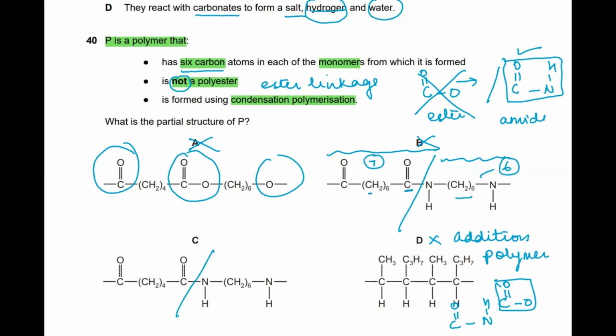Similarly, if we split it apart at the midpoint of the linkage, making the C double bond O form a monomer carboxylic acid, let's check it out. It's going to be 4 carbons here, plus 1 carbon coming from this side and 1 from this side. So altogether 6 carbons here. And here we have again 6 carbons. So both the monomers have 6 carbons in them. Plus it has an amide linkage. Plus it's not an addition polymer. It's formed because of condensation polymerization. So the answer to question number 40 is C.